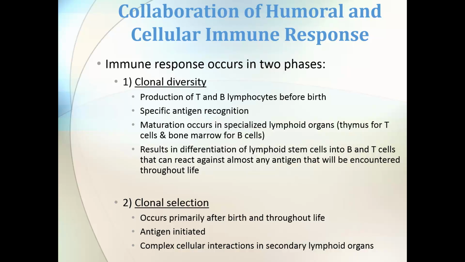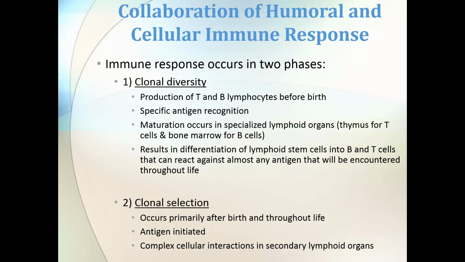Then what happens, again before birth, is that the maturation of the T cells and the B cells occurs in specialized lymphoid organs in our body. Specifically, the T cells mature in the thymus, so it's easy to remember: T cells in the thymus, starts with a T. And B cells mature in the bone marrow. So again, B cells, bone marrow, B. Kind of easy to remember that way.